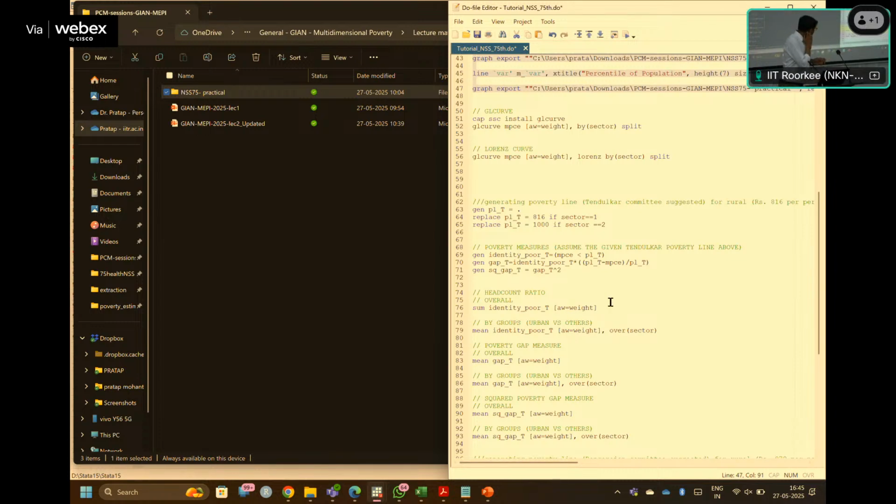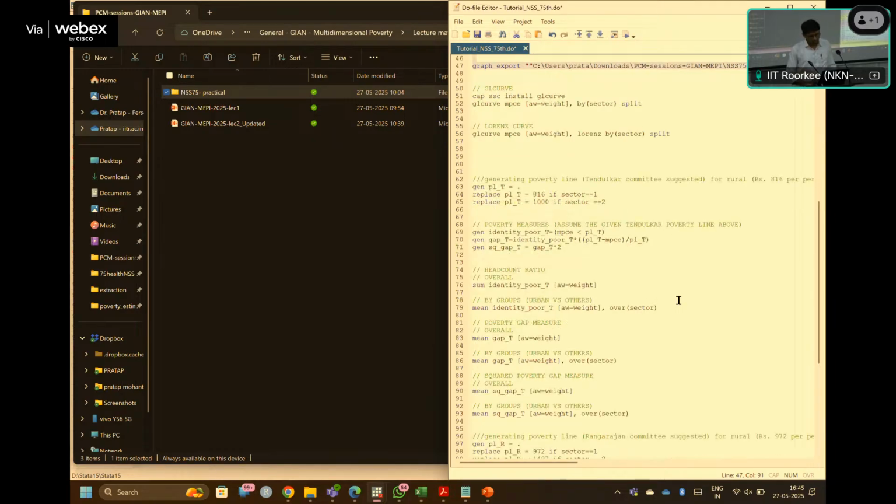Now in another 2-3 minutes we'll try to understand the rest of the estimation, the way we have already explained: defining the poverty line and examining the measures for headcount ratio, then by urban or rural, then the poverty gap measure, then the squared poverty measures.